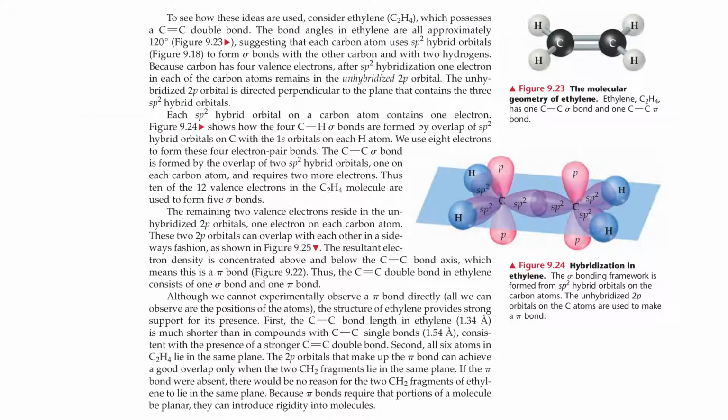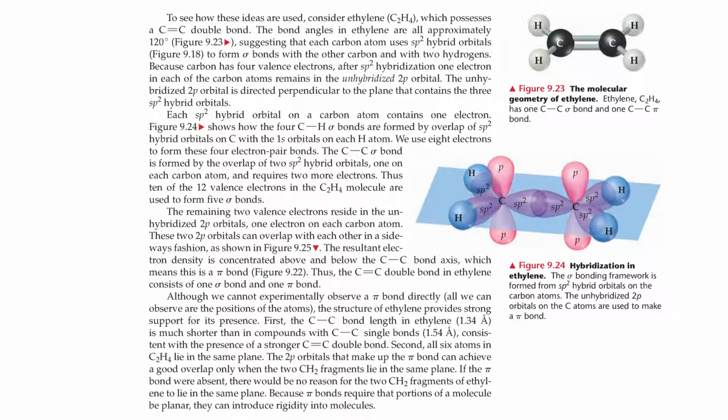To see how these ideas are used, consider ethylene, which possesses a carbon-carbon double bond. The bond angles in ethylene are all approximately 120 degrees, suggesting that each carbon atom uses sp2 hybrid orbitals to form sigma bonds with the other carbon and with the two hydrogens. Because carbon has 4 valence electrons, after sp2 hybridization, 1 electron in each of the carbon atoms remains in the unhybridized 2p orbital. The unhybridized 2p orbital is directed perpendicular to the plane that contains the 3 sp2 hybrid orbitals. Each sp2 hybrid orbital on the carbon atom contains 1 electron.